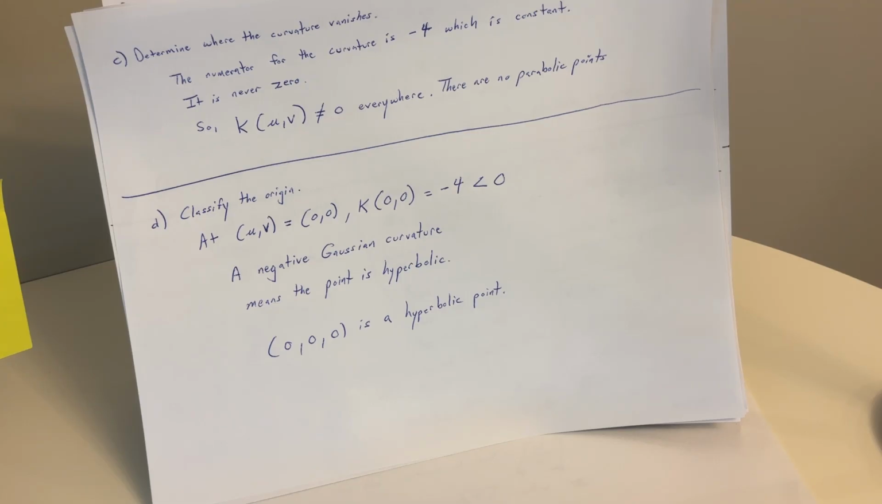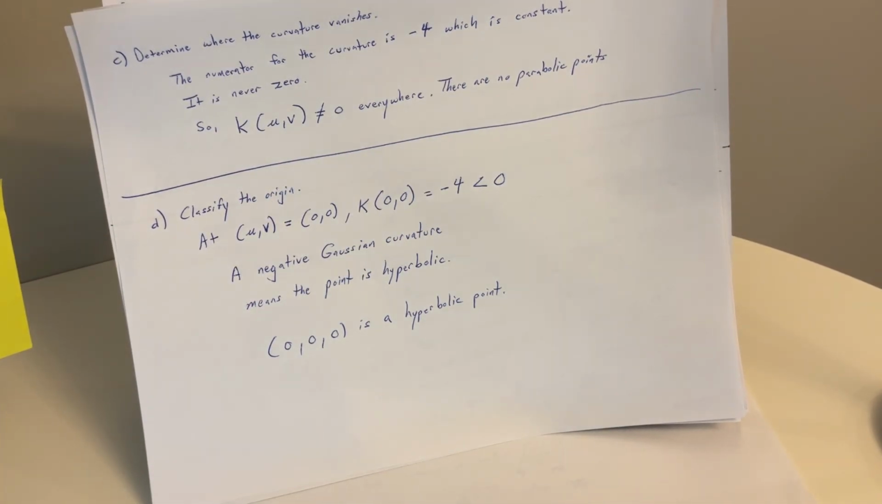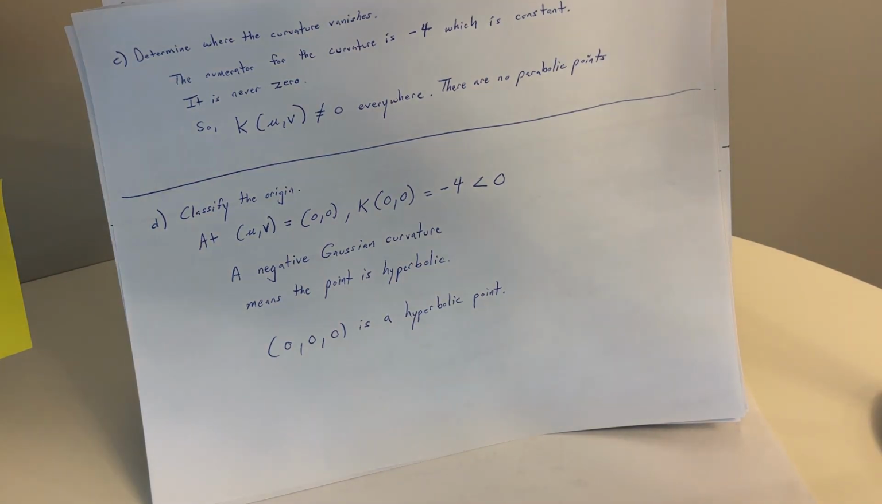And now for letter D, we want to classify the origin. Well, take a look here at UV, 0, 0, K of 0, 0. Well, what do we get? We get a negative 4. Okay? And let's think about what that means. We get a negative amount that's less than 0. And in this situation, a negative Gaussian curvature, what does that imply? It means that the point is hyperbolic. So that point at the origin, 0, 0, 0, is a hyperbolic point. Okay, so that takes care of number 4.